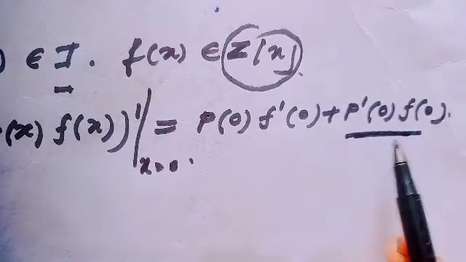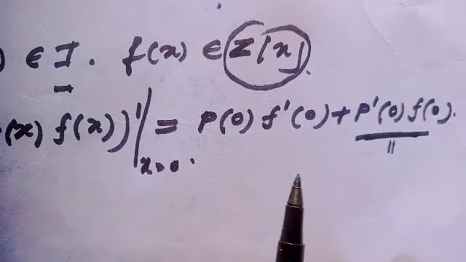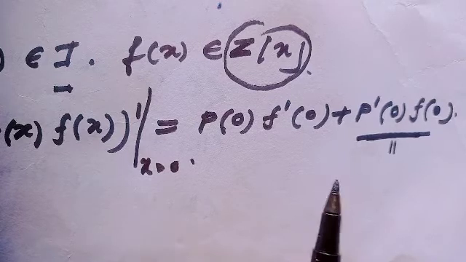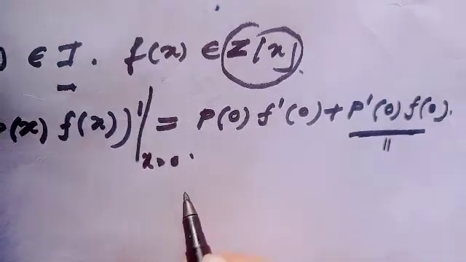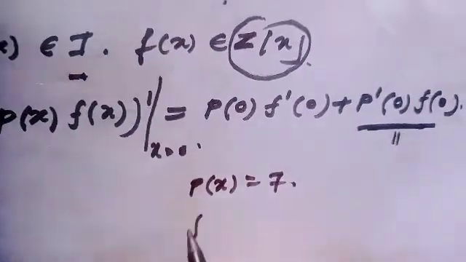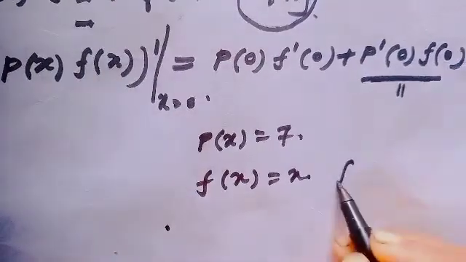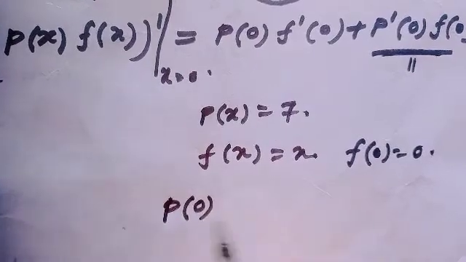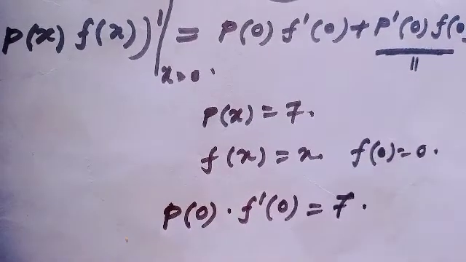But this part is obviously 0, but it is some polynomial which at the point x equal to 0 is 0, but this does not necessarily mean their derivative is equal to 0. If we consider P(x) equal to 7 and f(x) equal to x, then notice f(0) equal to 0 obviously, but P(0) times f'(0) is equal to 7.